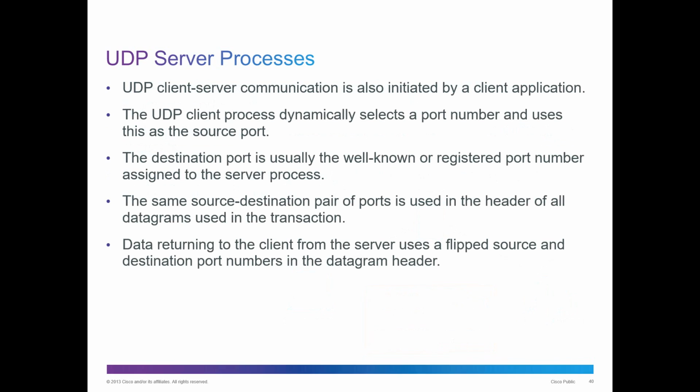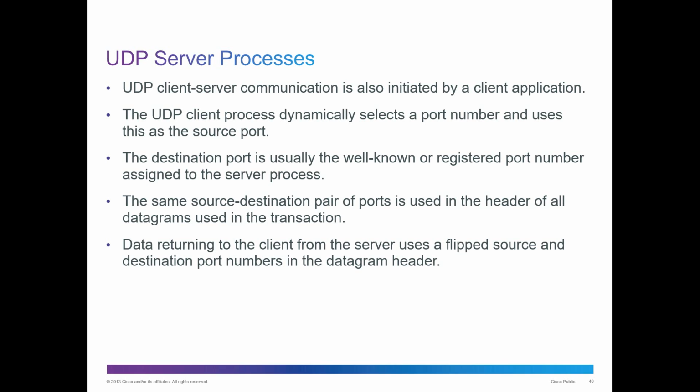UDP client server communication is also initiated by the client application. The UDP client process dynamically selects a port number and uses that as its source port, just like TCP. The destination port is usually the well-known or registered port number of the app assigned to the server process. So whatever, I'm not sure what the port number is for video chat and things of that nature, but it would be a predefined port number.